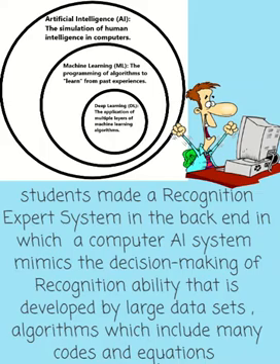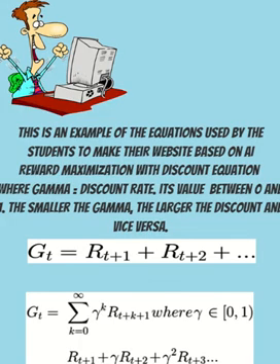Then this collected data will be sent to the back end, as students made a recognition expert system in the back end in which a computer AI, which stands for artificial intelligence system, mimics the decision making of recognition ability that is developed by large data sets and algorithms, which include many codes and equations. The computer teacher continued, this is an example of the equations used by the students to make their website based on AI, artificial intelligence.